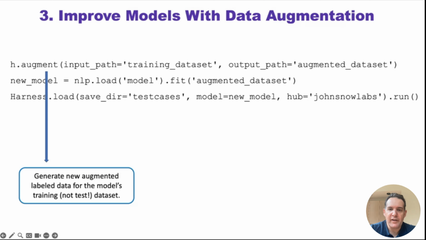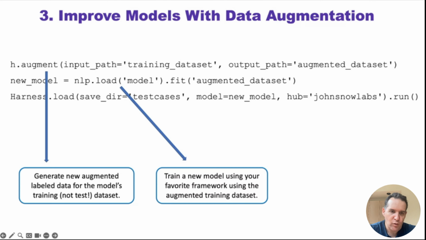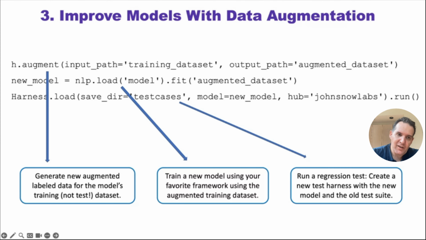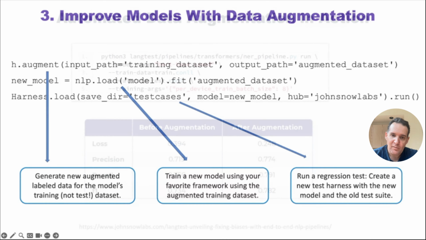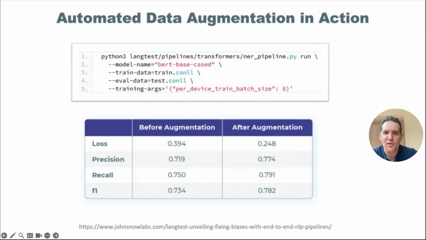Once you do it, you fit your model, right? That's something you do outside of LangTest. You can fit your model with the augmented data set however you want. And the third thing you do is run a regression test. So you do harness.load, and then you say, just load the previous test cases, but use model equals new model from my hub, and then just run those tests. So load the newly trained model, load the previous test cases, and that's your classic regression test. And you can see how well you did.